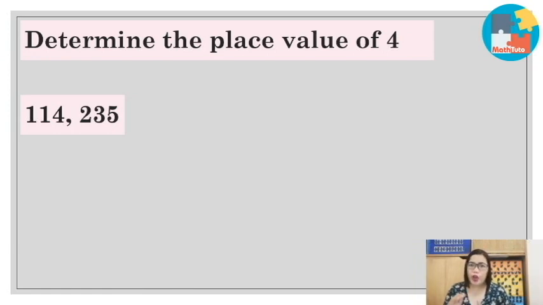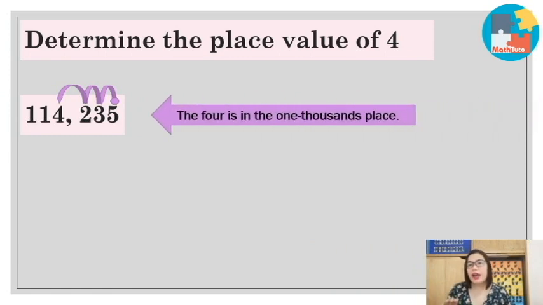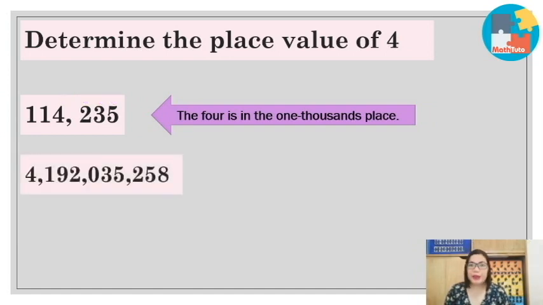Okay? So let us try to determine the place value of 4, given 114,235. When determining the place value of 4, we start from the rightmost. The rightmost number is 5, which is the ones place. So ones, tens, hundreds, until we reach 4, in the 1,000s. So we found it. Therefore, the 4 is in the 1,000s place.